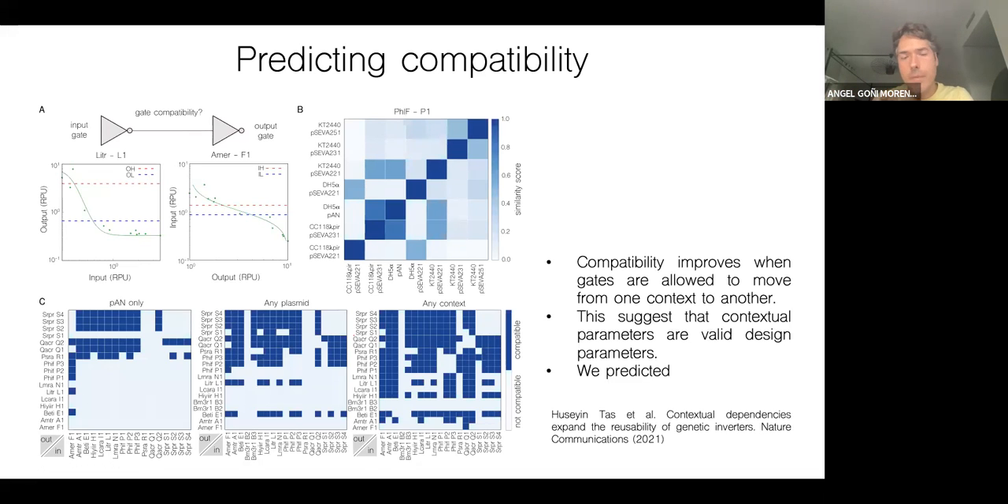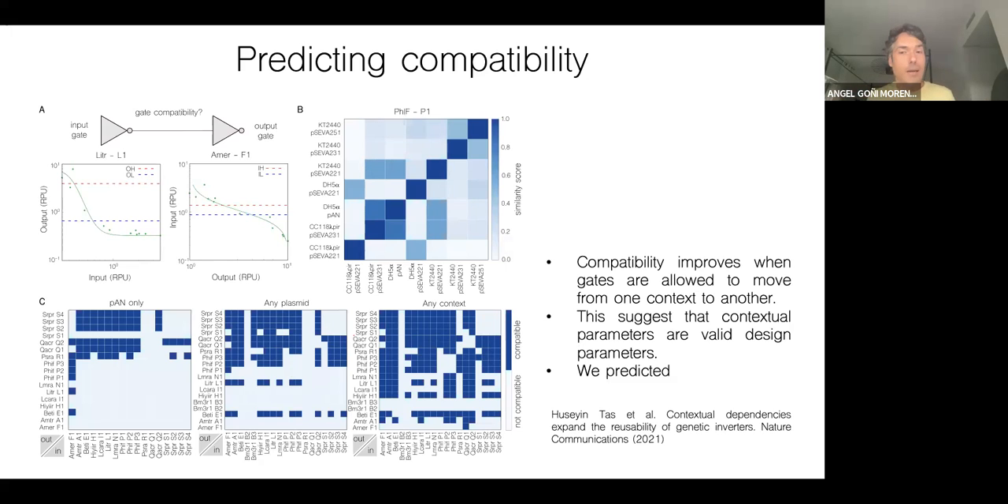So we reduce the number of combinations to only the genetic circuits. But if you allow for all the plasmids to be used, you increase the combinations, and within all these combinations, of course, there are more compatible pairs. If you allow for all different contextual combinations, so you are using the full library, there are a lot more compatible pairs. So that's a message that I want to stress, which is the importance of the context.